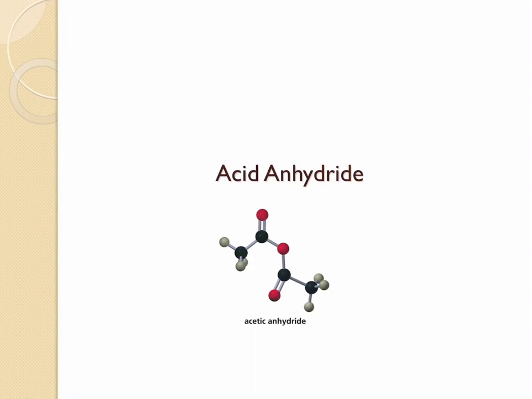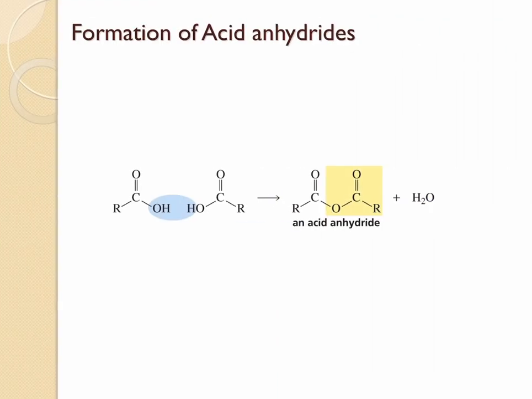Acid anhydrides. Acid anhydrides are obtained by mixing two molecules of the carboxylic acids. During this process, water is also eliminated from the reaction. The term anhydride means without water, and the anhydrides fall under the category of carboxylic acid derivatives because when you replace the hydrogen in the carboxylic acid with a carboxylate ion, then it's going to be the acid anhydride.